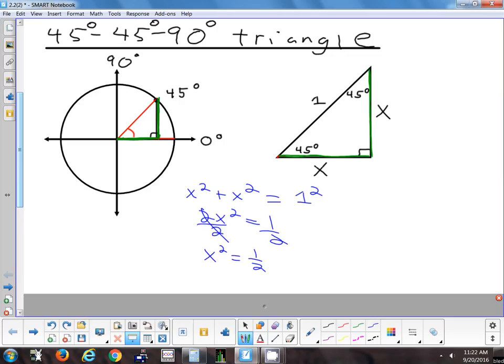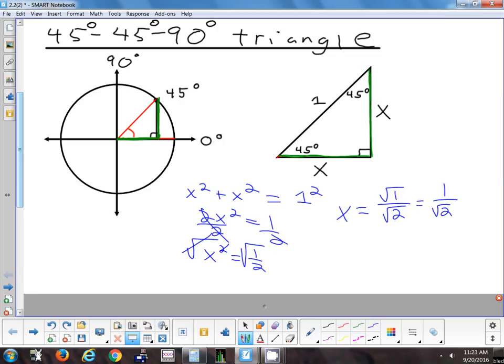And now we can do what? Take the square root. So x is the square root of a half. Okay, when you take the square root of a fraction, the way you do it is do the top and the bottom separate. Hey, Sam, what's the square root of 1? 1. Yeah, just 1. Now the square root of 2, I can't really do anything with it. So I get 1 over the square root of 2.